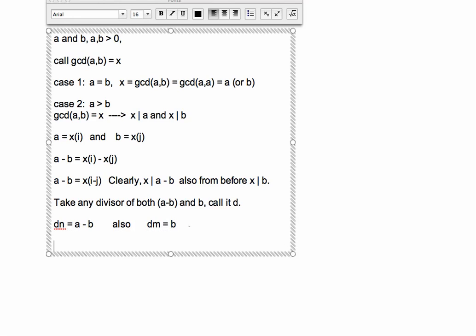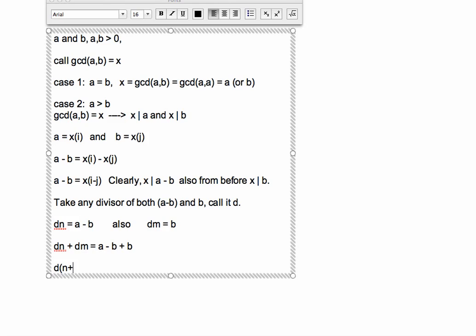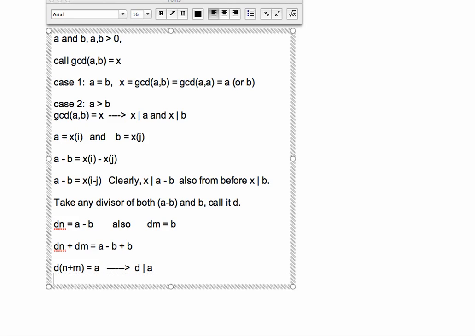All right. Okay, so what does this tell us here? So I have my number D, which, remember, is any divisor of A minus B and B. Great. So let's add these two things. So we have DN plus DM is equal to A minus B plus B. Now if we simplify that, we get D times (N plus M) is equal to A. Well, this implies that D divides A.